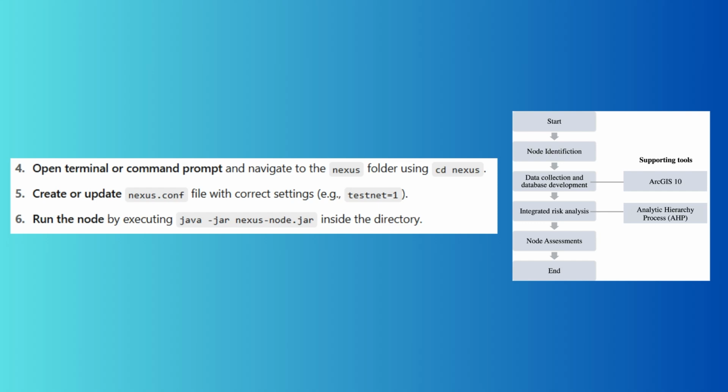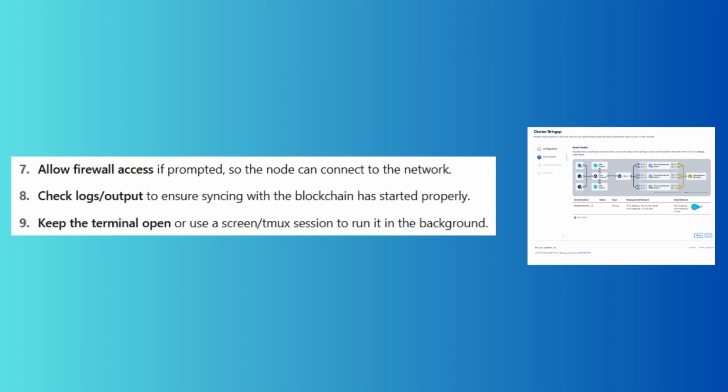Run the node by executing java -jar nexus-node.jar inside the directory. Allow firewall access if prompted, so the node can connect to the network.